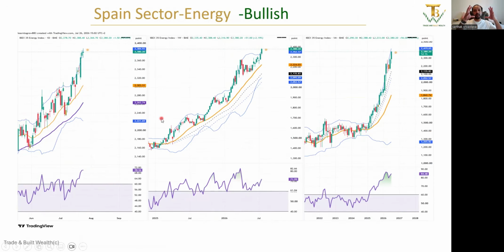Sometimes it happens that the sector matches with a country. For example, banking sector is strong as per EU, and the banking sector is also strong for Spain as well. Energy sector for EU is not strong, but energy sector for Spain is good. So when both of these match, it's the best case scenario. But Spain itself is a very strong country right now, so we have to also see which sector of Spain is strong.